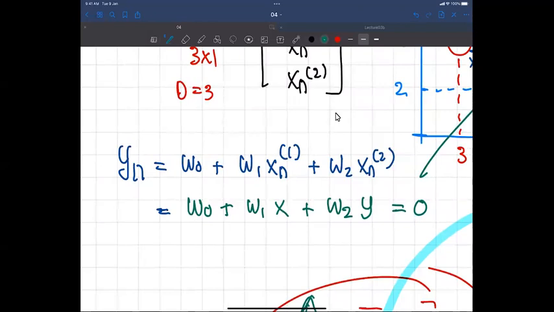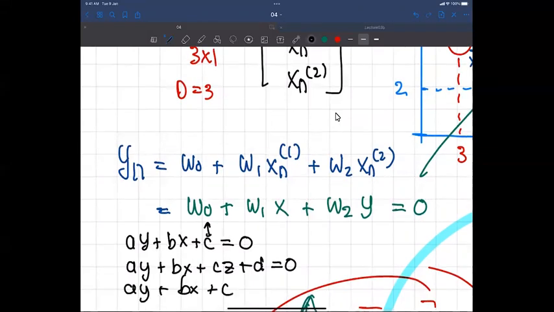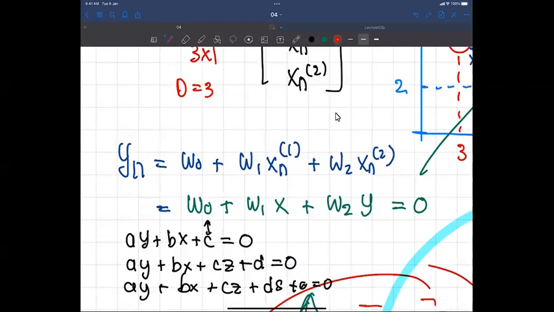Yeah, so this one is, you remember the function that you learned in high school, ax plus by plus c equal to 0? C is actually W0. If it is a hyperplane, ax plus by plus cz plus d equal to 0. And if it is a higher space, then you can extend yourself, ax plus by plus cz plus d, whatever you call it, right? What is that? S, for example, plus d equal to 0, plus e equal to 0. You always have a constant here, and this constant is W0.